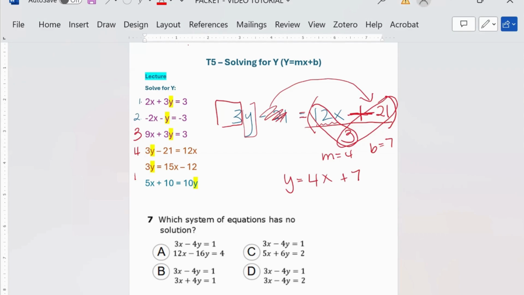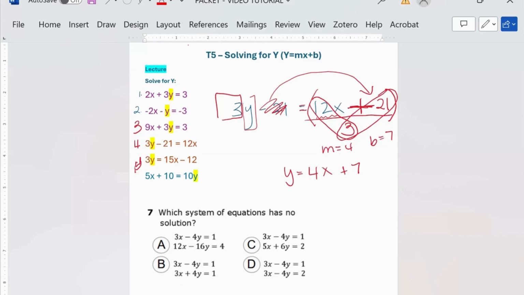Now let's look at number 5. Okay, number 5. There we go.